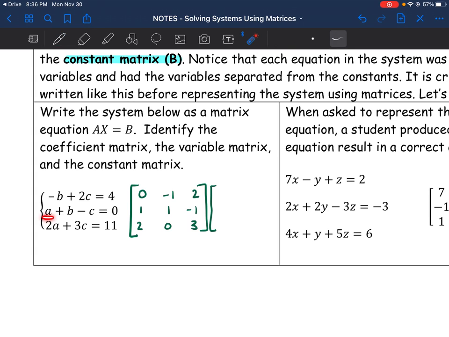Well, looking at the variables, they're a, b, and c in that order, so let's write them as a, b, and c. And then last, let's look at our constant matrix. Each one of these equations in the system already had the constants separated from the variables. Our constants are 4, 0, and 11. They're on the right side of the equal sign. So our constant matrix is 4, 0, 11.